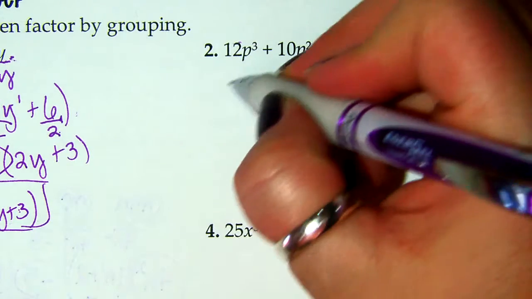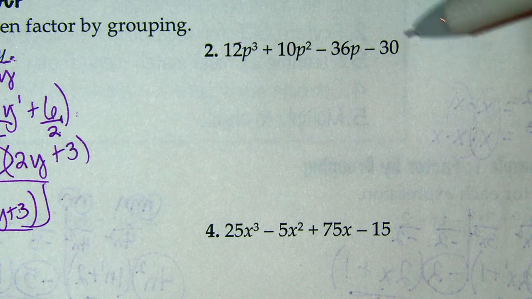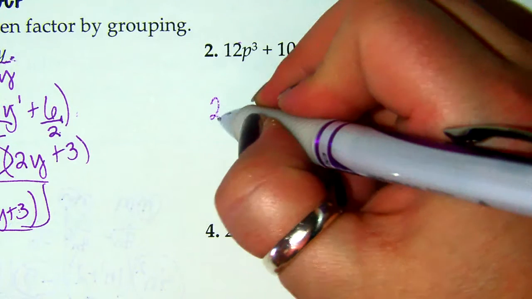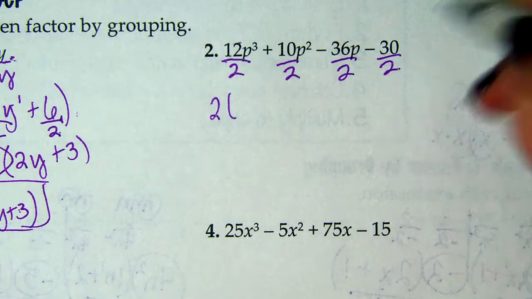So I'm going to divide by 2. There are not p's in every single one of them. Since there's not one here, it's not in common. So my greatest common factor here is just 2. So I'm going to divide each one by 2 before I do the grouping.